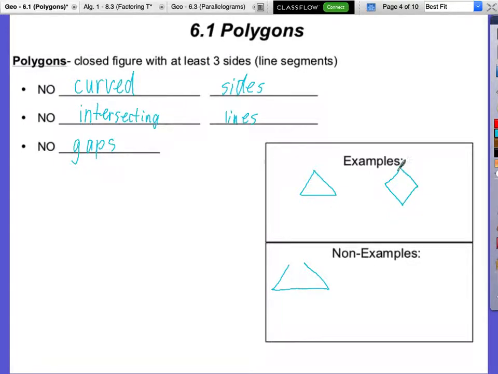Alright, let's think about that. Does this have any curved sides? No. Okay, not if Mr. Costa draws it better. Are there any intersecting lines? No. Are there any gaps? No. So it would in fact be a polygon.